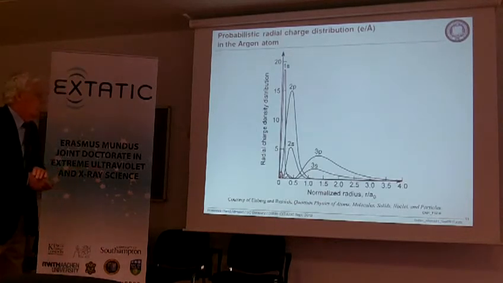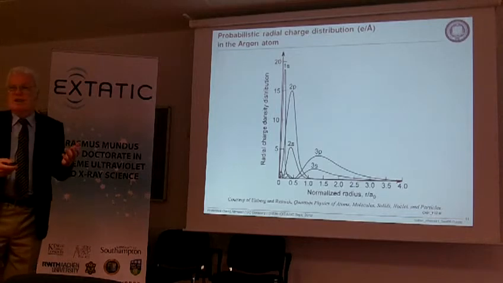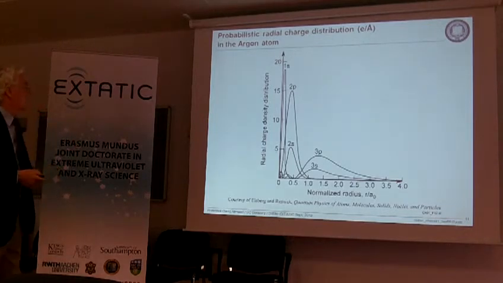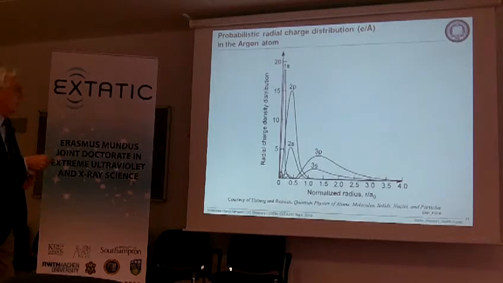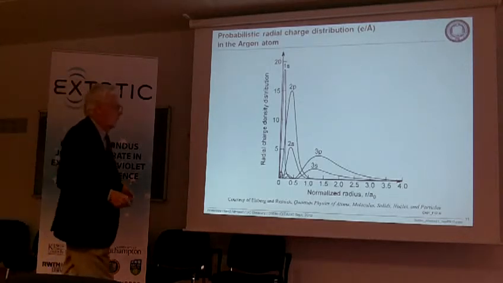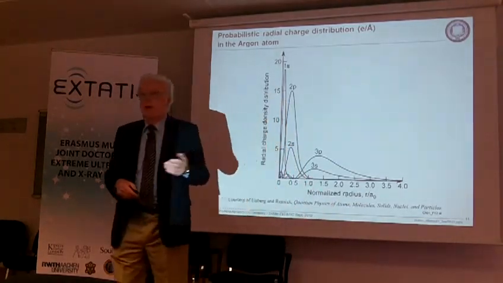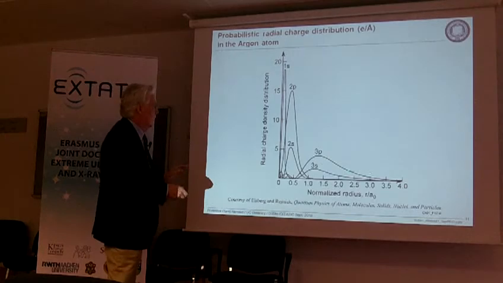Another thing: what's the scale of the electron orbitals in atoms? So this is argon, I believe. Yeah. So this is an argon atom, normalized radius, where A0 is the first Bohr radius from the Bohr atom. And this is showing where the electron charge is.